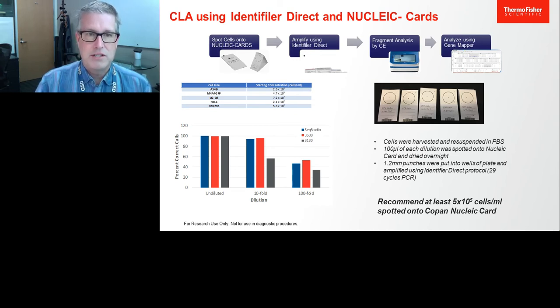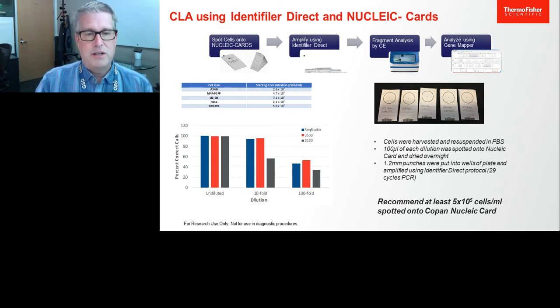To show how this works, I collected a bunch of different cell lines, resuspended them in PBS, and spotted them onto the nucleic cards, as you can see on the right-hand side here. I took a 1.2 millimeter punch out of the center of each of the dried cards, and then went through the Identifiler Direct workflow. What I was able to do was match up, using the different cell lines that have been deposited in the ATCC, the allelic frequencies that I would expect based on what the ATCC found. And you can see that using about 5 times 10 to the 5th cells, I get 100% match on the different instruments that we sell here.